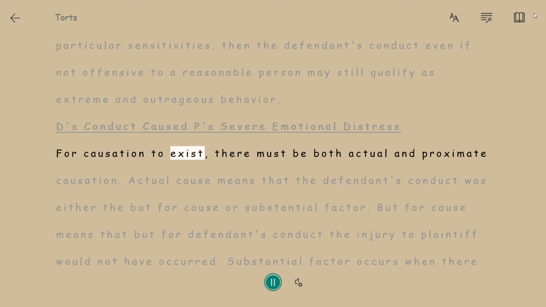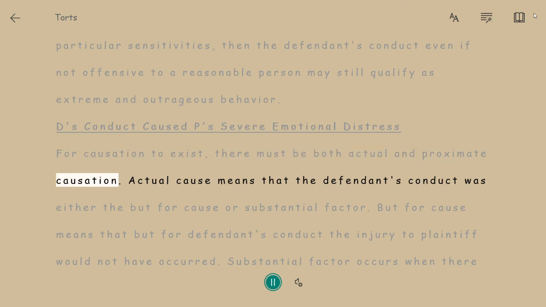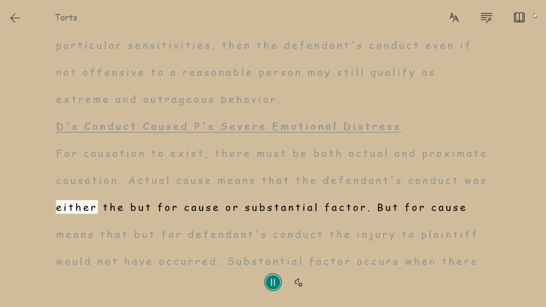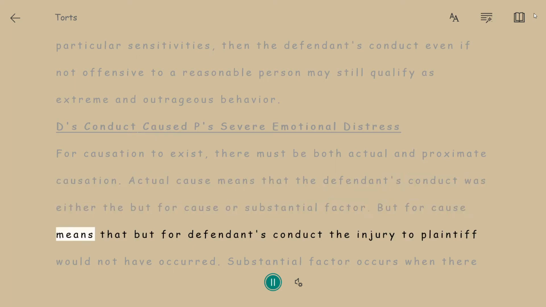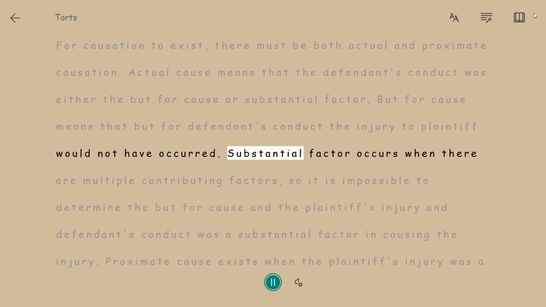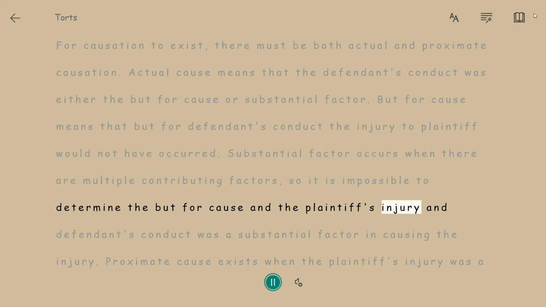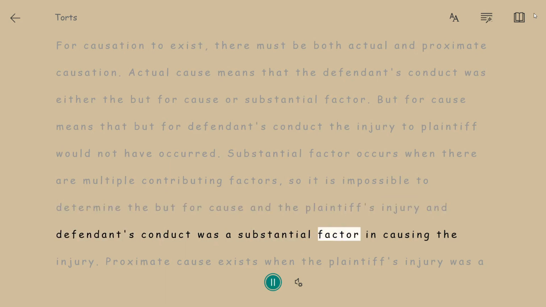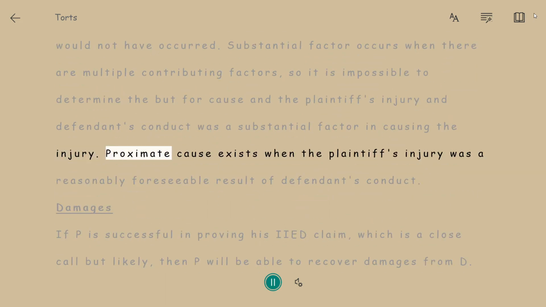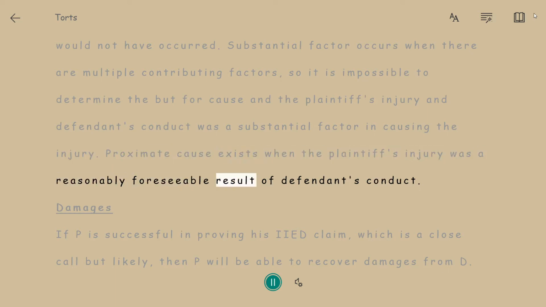For causation to exist, there must be both actual and proximate causation. Actual cause means that the defendant's conduct was either the but-for cause or substantial factor. But-for cause means that but for defendant's conduct the injury to plaintiff would not have occurred. Substantial factor occurs when there are multiple contributing factors, so it is impossible to determine the but-for cause and the plaintiff's injury, and defendant's conduct was a substantial factor in causing the injury. Proximate cause exists when the plaintiff's injury was a reasonably foreseeable result of defendant's conduct.